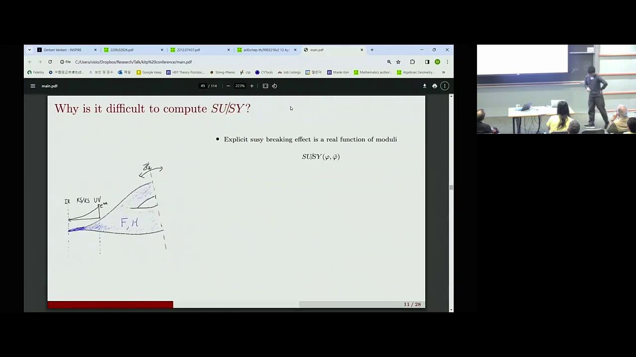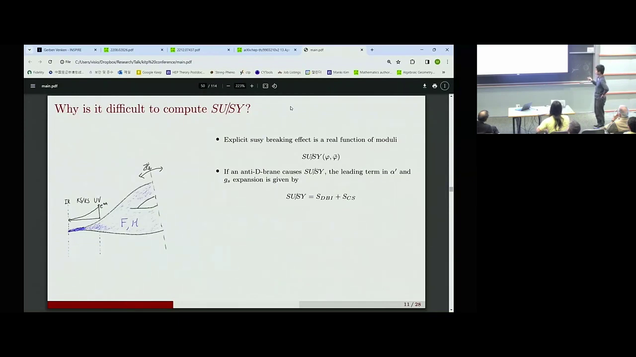Okay. Now let's talk about supersymmetry breaking effects. This is also very difficult to compute. It's not the case that we know nothing about it. We know something about it. For example, if you use an anti-D-brane to break SUSY at a string scale, let's say, then we know the SUSY breaking effects up to the leading term in the alpha prime and g_string expansion, which is basically the DBI action plus the Chern-Simons action.